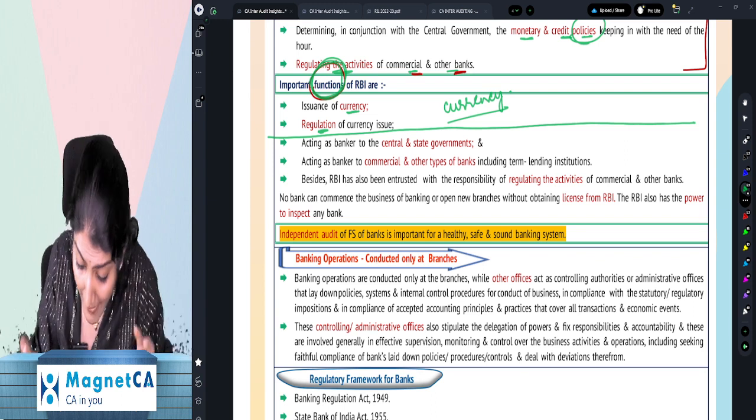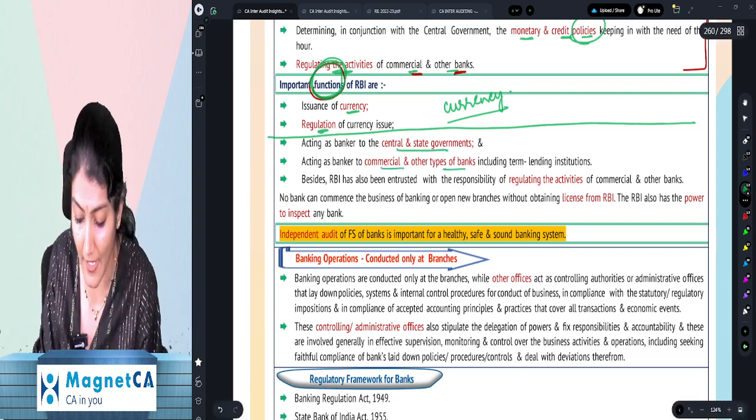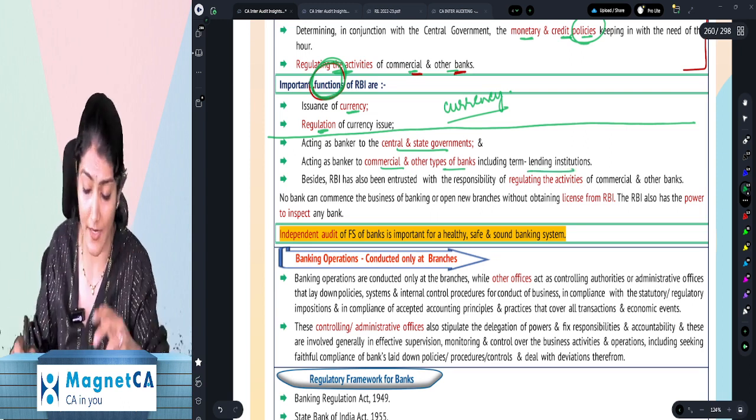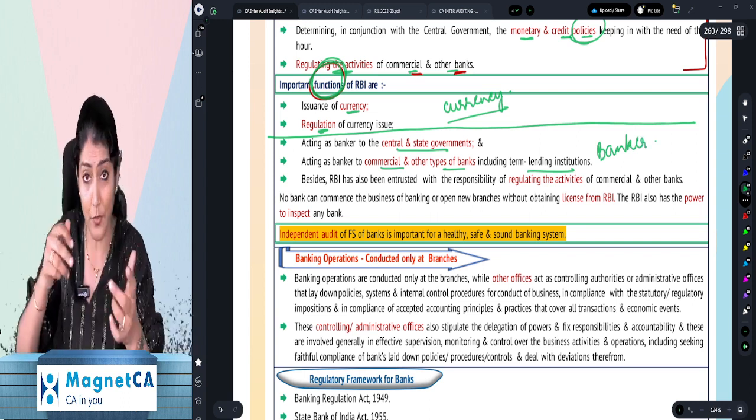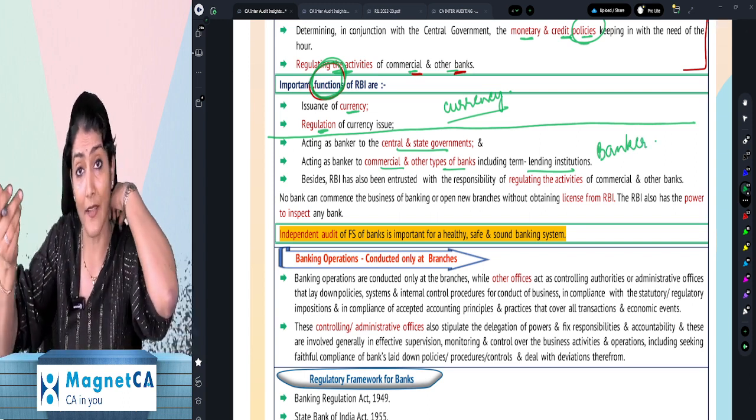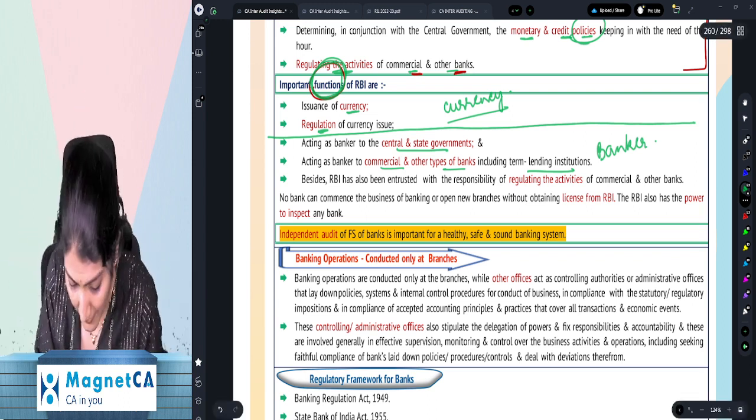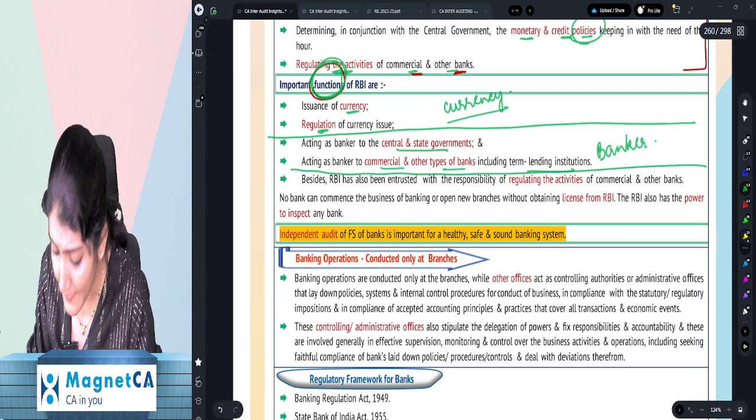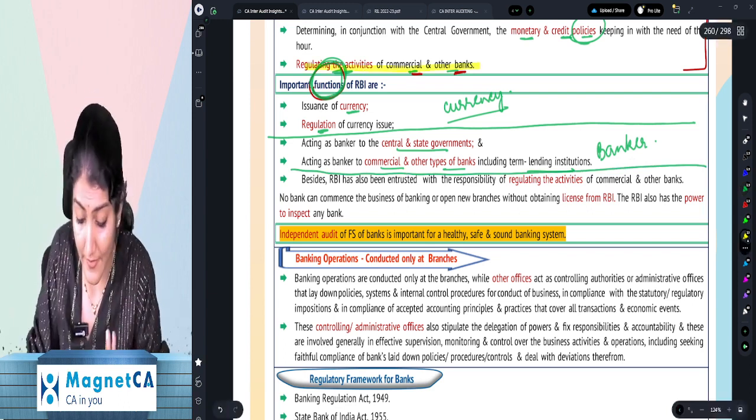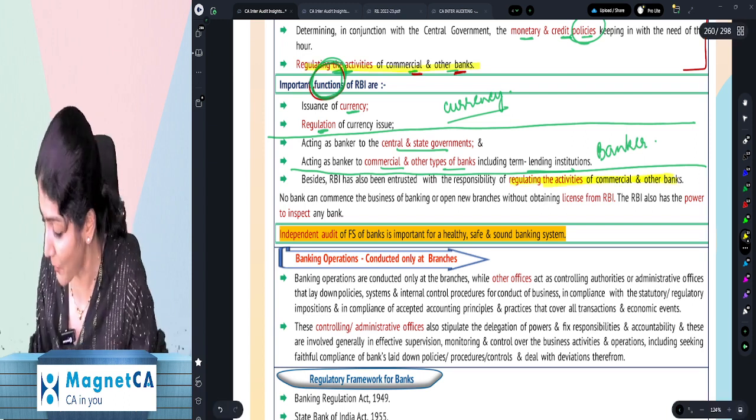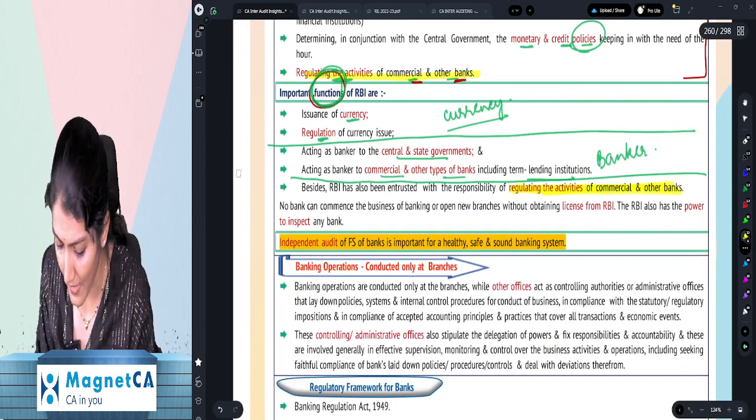Then acting as a banker to the central and state governments, and acting as a banker to the commercial and other types of banks, including term lending institutions. And apart from this, they also have the responsibility to regulate the activities of commercial and other banks. This point was there in the responsibility of RBI and also in the functions of the RBI.